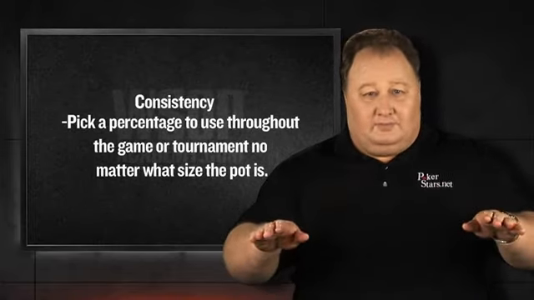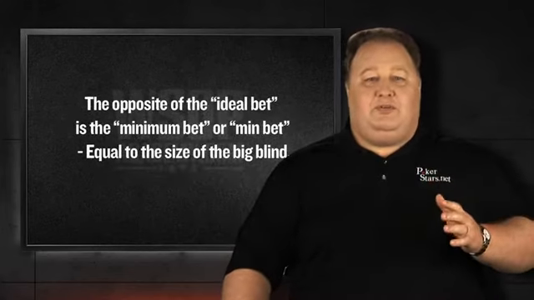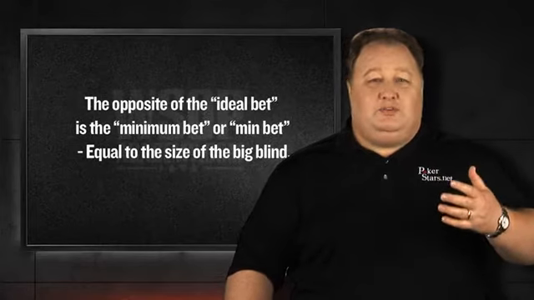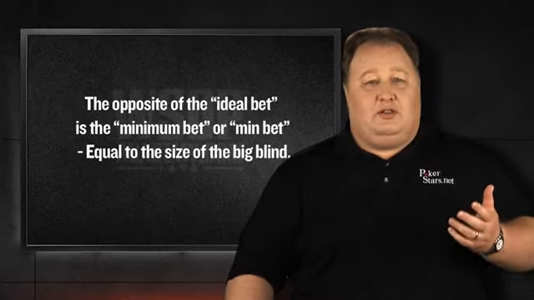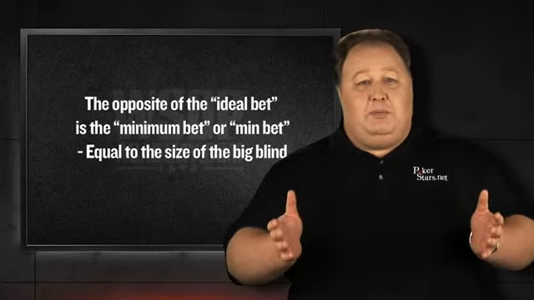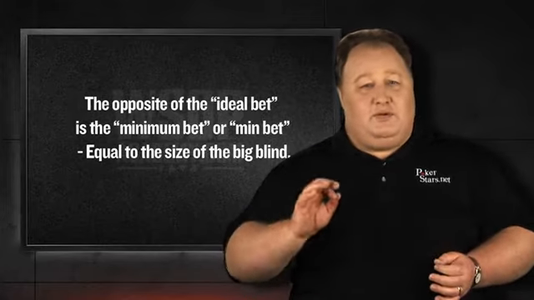is constant. Now, you might say the opposite of the ideal bet is the minimum or the min bet, which is equal to the size of the big blind in the level you're playing. This means if the blinds are 25-50, the minimum bet you can make at any time is 50.